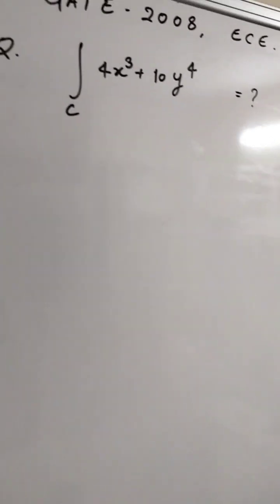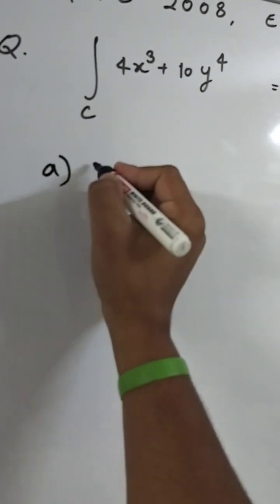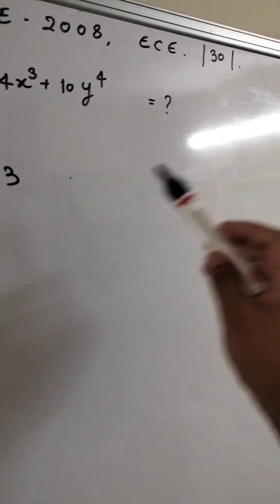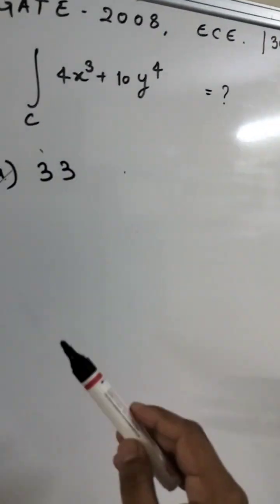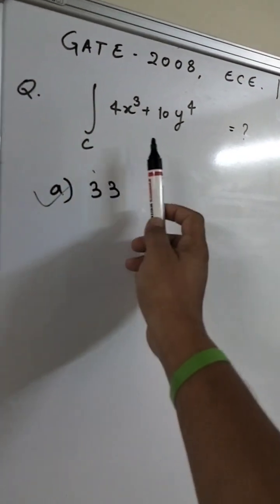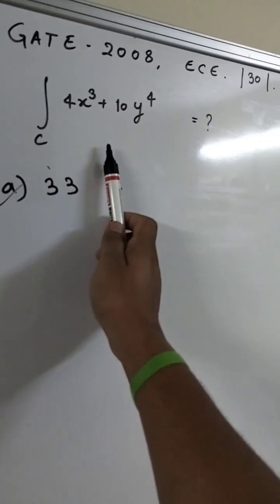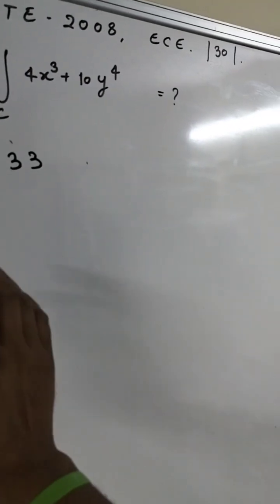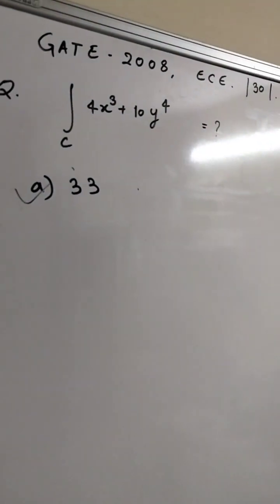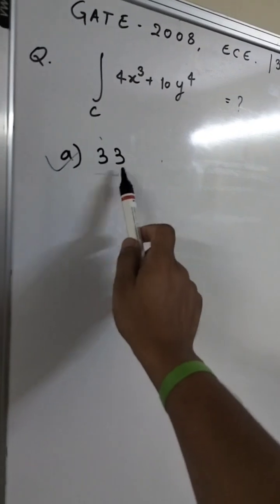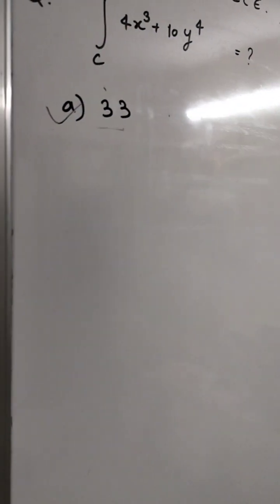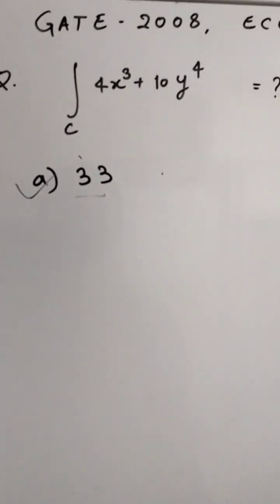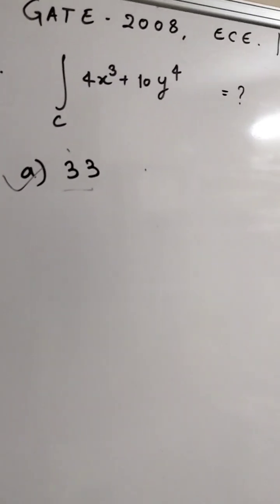In the options, option A's answer was 33, and there were other answers also. By solving this question by a conceptually wrong method, this answer is matched, and everywhere on the internet you will see the answer is 33, but which is conceptually wrong. So why is it conceptually wrong? What is special in this question?